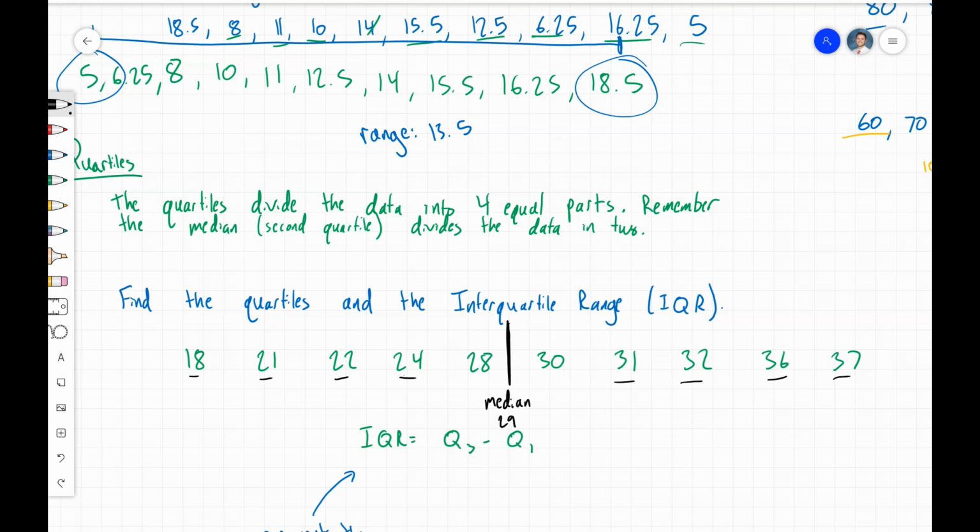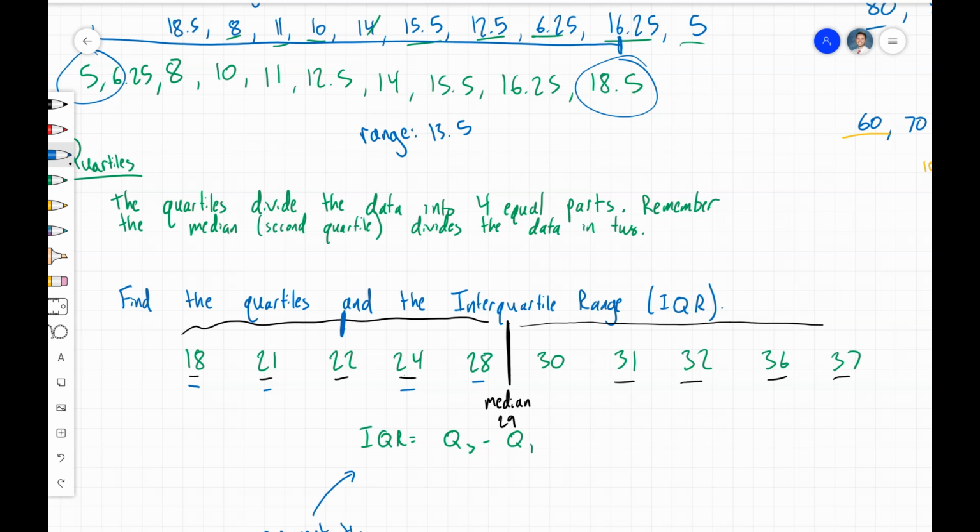And then that gives us 2 halves. We've got this lower half here, and then we have the upper half. Each of those can be broken into their own halves, so that would give us quarters to our data. If we work our way from the outside to the inside here, we would get 22 as this midpoint. So this 22 would be what we call Q1.